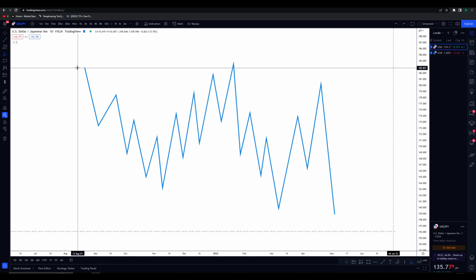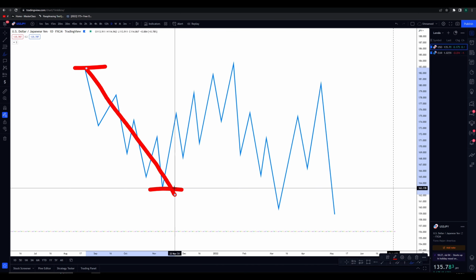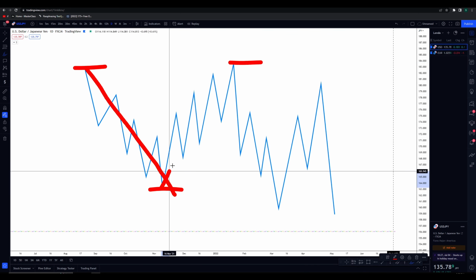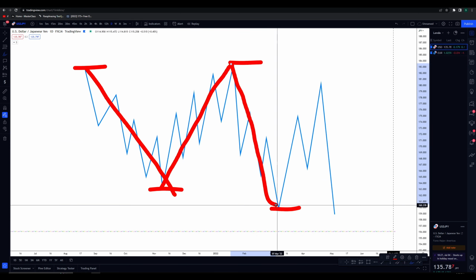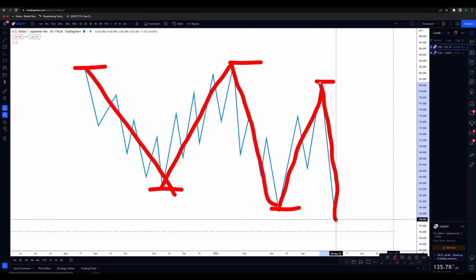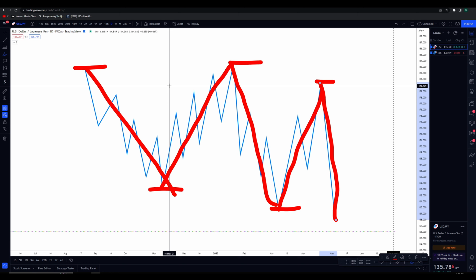So for example, this high to this low was one big impulsive move. And then from this low to this high was another big impulsive move. And then from this high to this low, we have another impulsive move. And then from this low to this high, we have another impulsive move. And then vice versa, vice versa. And that right there is the macro structure, forgive me.